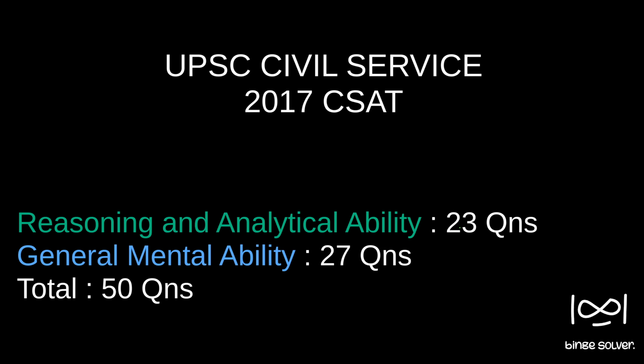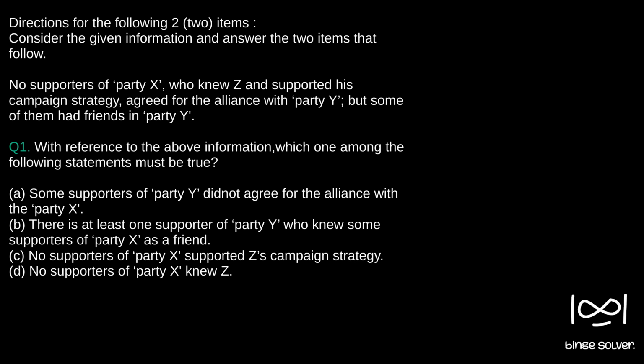Let's take up the first question. Question 1. Directions for the following two items. Consider the given information and answer the two items that follow. No supporters of party X who knew Z and supported his campaign strategy agreed for the alliance with party Y, but some of them had friends in party Y. This is the information given. The question is, with reference to the above information, which one among the following statements must be true? So 4 options are given.